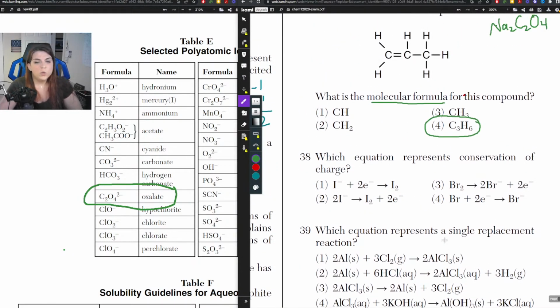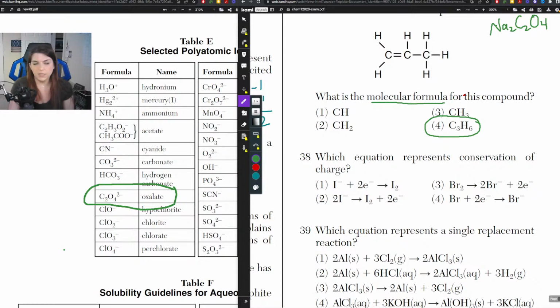38 asks, which equation represents a conservation of charge? Conservation of charge means that we are looking for the same number of electrons, really, on both sides. Or the better way to do it is that the reactant's charge is equal to the product's charge.